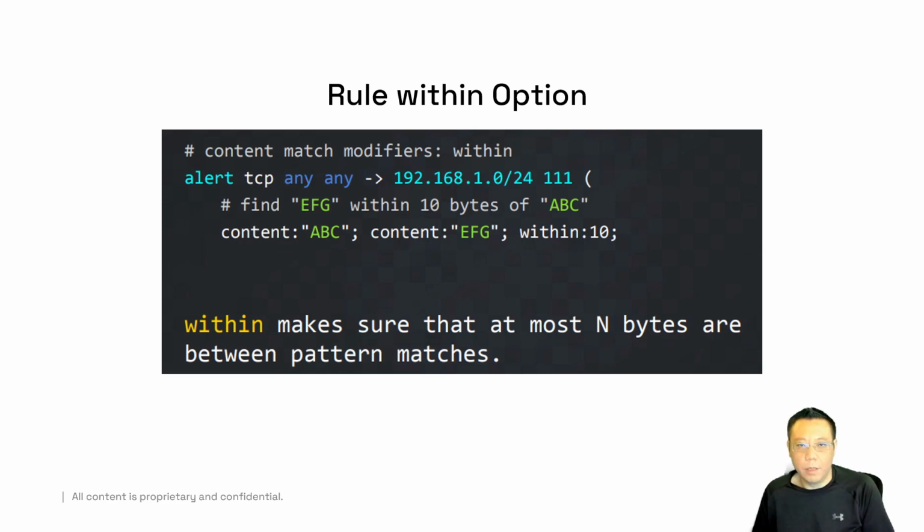Next, we have the within option. It makes sure that at most X amount of bytes are between pattern matches. So instead of saying skip or something of that nature, we would say, hey, ABC and EFG must be within 10 bytes of each other instead.